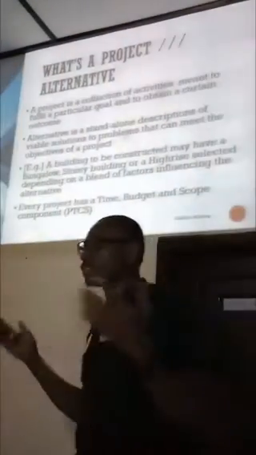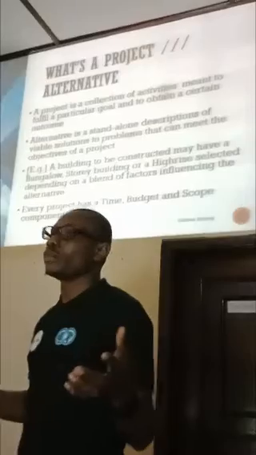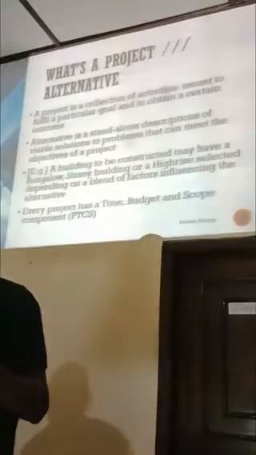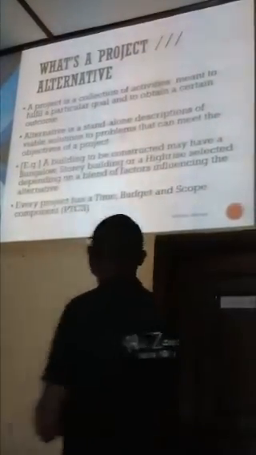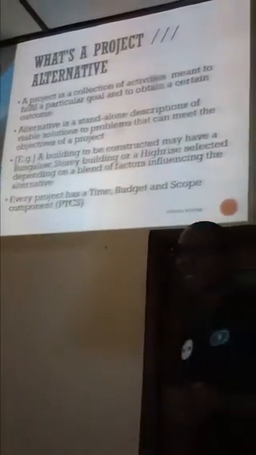We've already mentioned that. So, for example, we have a building project, at the end we are looking for a building. We have a bridge project, at the end we want a river crossing. But an alternative is a stand-alone description of a viable solution to the problem that can meet the objective of the project. So what an alternative means is like a subset of the project. A project can be like the overall universal set, while alternatives are like the little parts that make up the project.